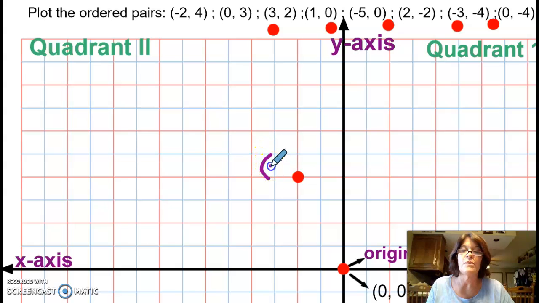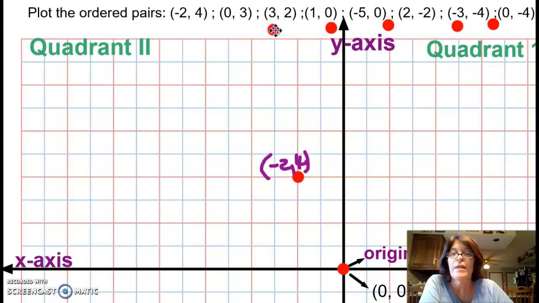So this is the point (-2, 4). The point (0, 3). I don't go any in the x direction, and then I go up 3. Right here is the point (0, 3). The point (3, 2), I go to the right 3 and up 2. This is the point (3, 2).